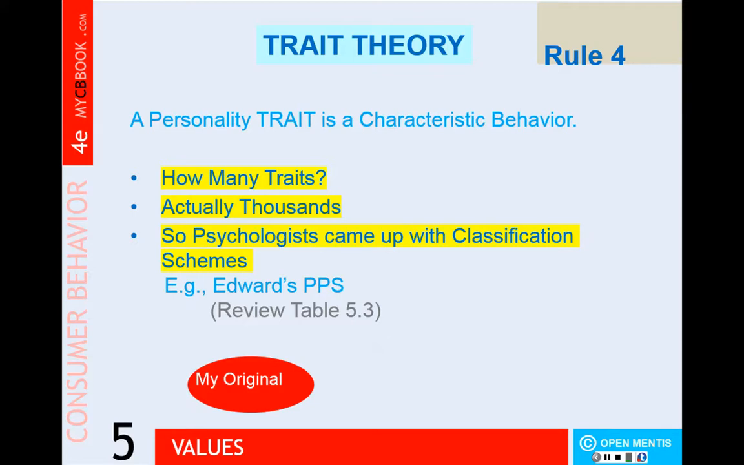This is my consumer behavior class. This PowerPoint is very lean already. We are talking about personality traits. A personality trait is a characteristic behavior. How many traits are there? Oh, well, actually thousands. So psychologists came up with a classification scheme because nobody can deal with thousands of traits. One example is the Edwards Personal Preference Schedule, which is in table 5.3. Now, what I'm saying to myself is, even this is not satisfactory enough for me, and here is why.